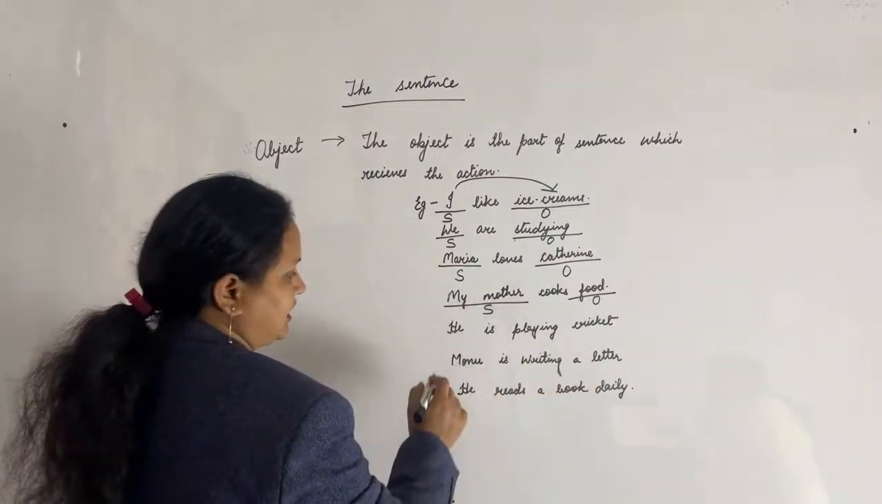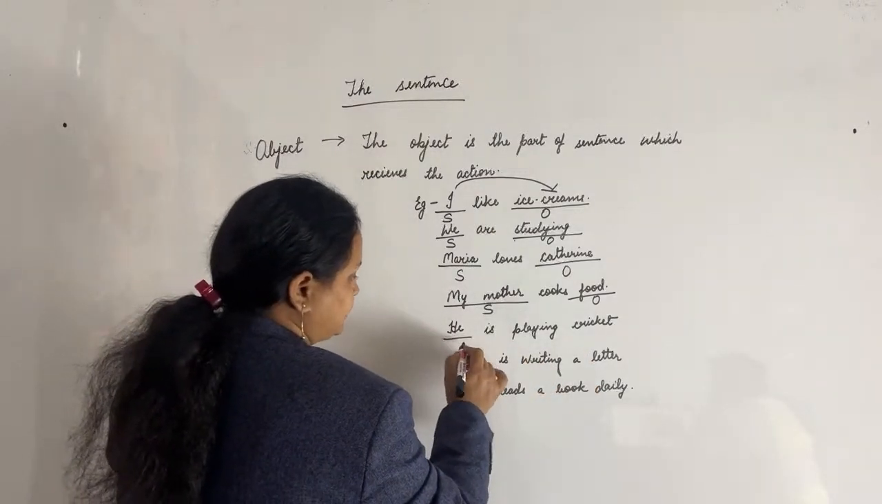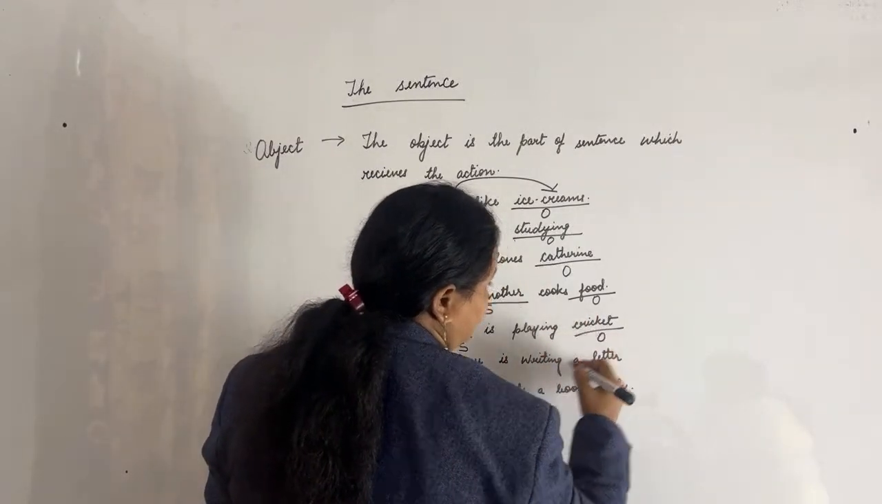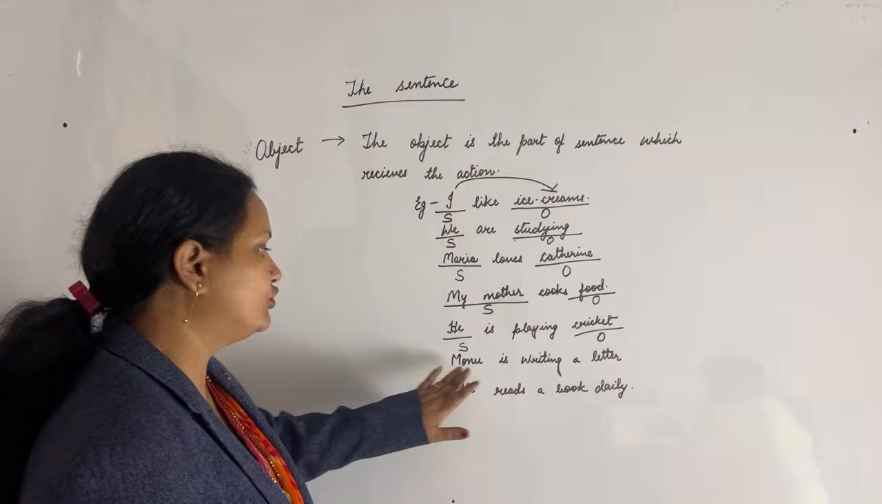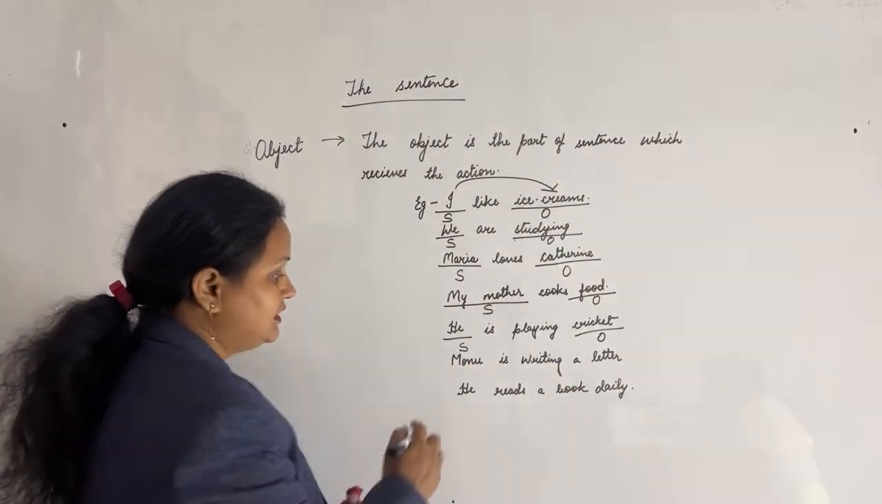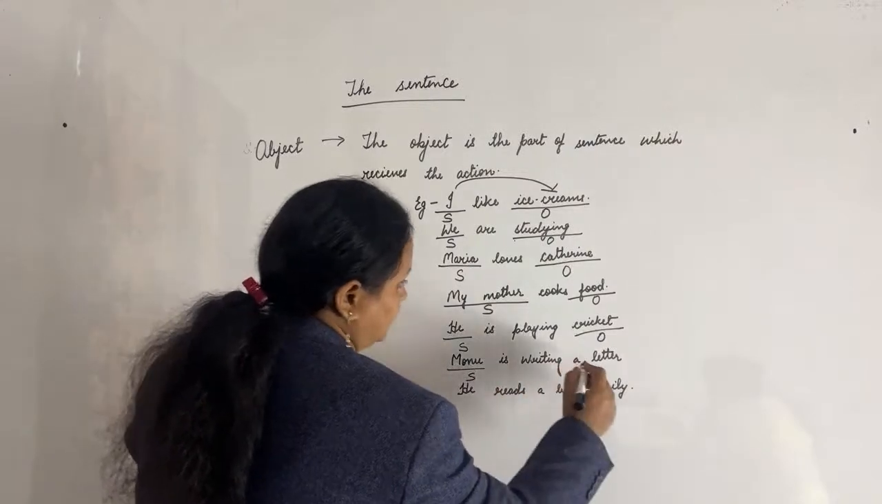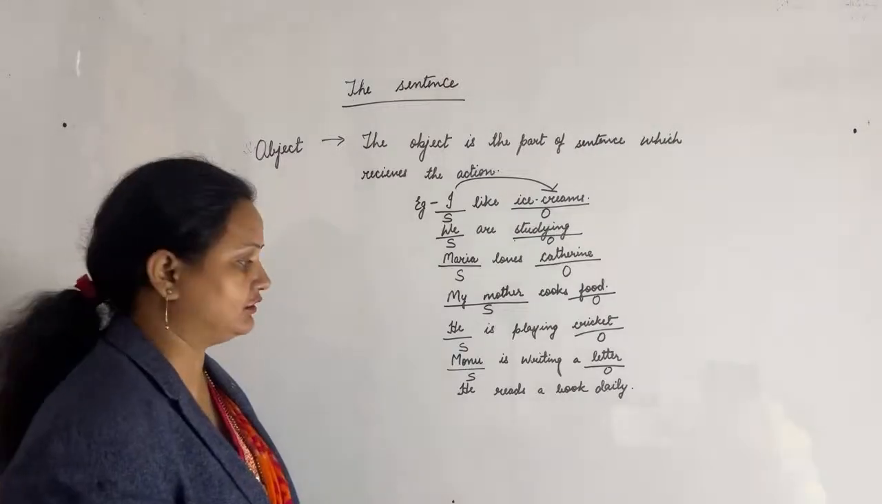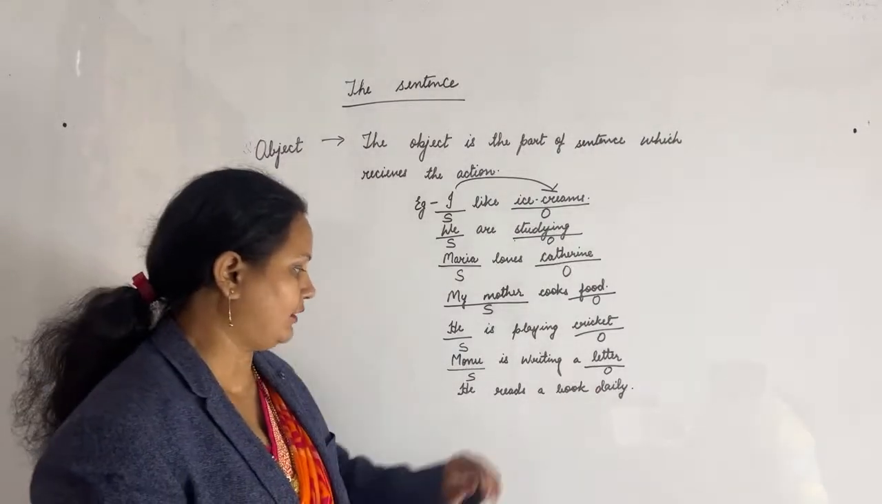He is playing cricket. So here he is the subject. And what is he playing? He is playing cricket. So cricket is the object. Monu is writing a letter. Monu is doing the action, so Monu is the subject and letter is the object. What is he doing? He is writing a letter. So letter is the object here.